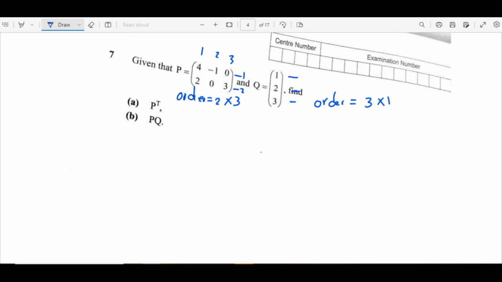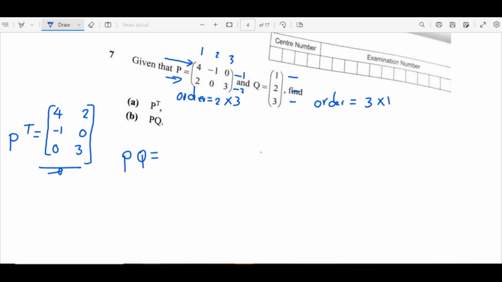Now the first question is we want to find the transpose of matrix P. So what are we supposed to do with the transpose? We just need to change the rows of the first matrix into the columns of the transposed matrix. This is our row 1, which we write as 4, negative 1, 0. Then the second row, 2, 0, 3. This is our final answer for the transpose. It is just a very easy question. Now we move on to multiplication.